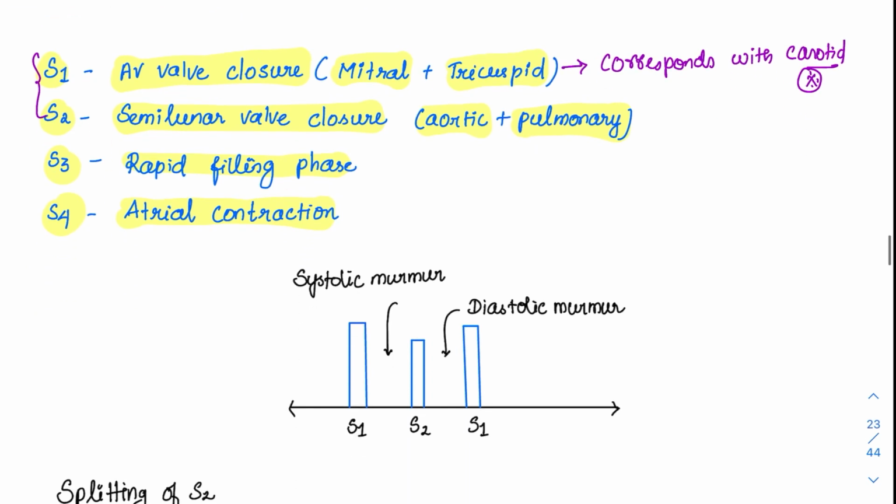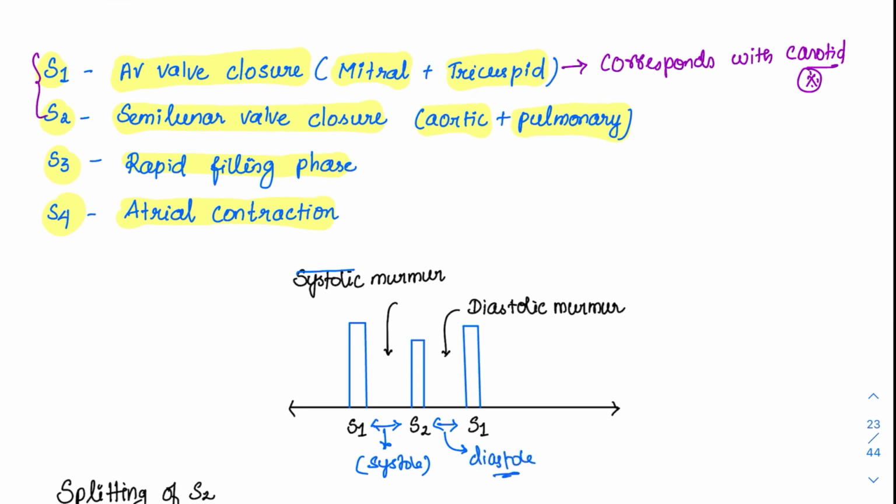Now coming to a beautiful diagram, what does it say? Suppose S1 is AV valve closure and S2 is the semilunar valve closure. What is the activity which is happening in between these 2 sounds? First, S1 occurs. So when S1 occurs, what is going to happen? It is going to contract the ventricle. Whenever it is contracting the ventricle, what will happen? The blood is going to be ejected. So what is that? It is the systole. The event that is happening between S1 and S2 is nothing but the systole. The event which happens between S2 and the next S1, that will be our diastole.